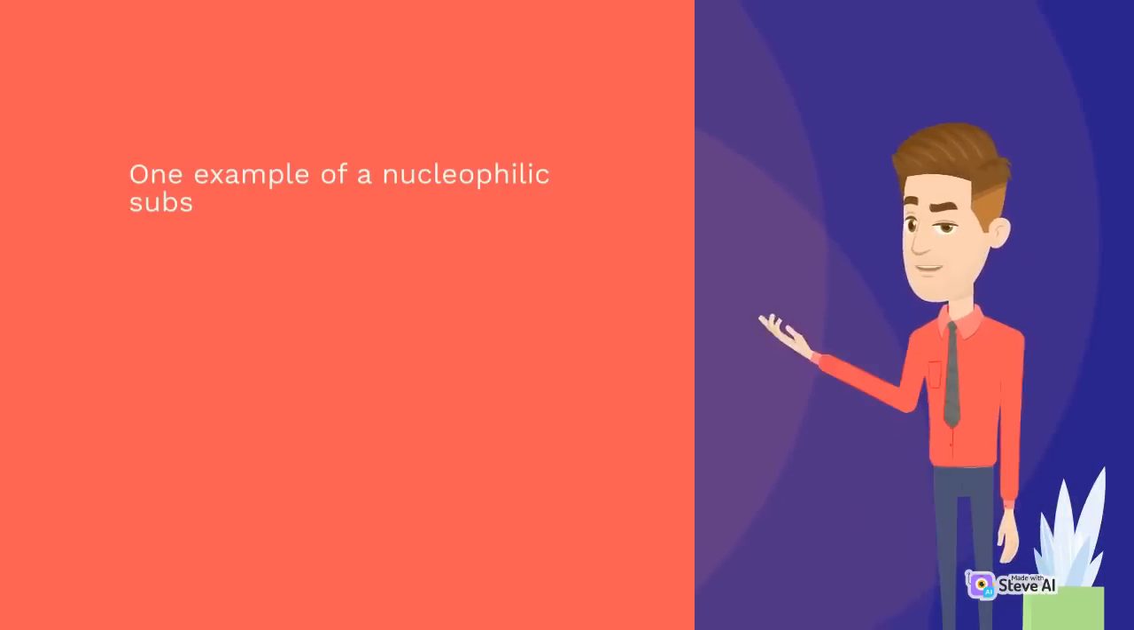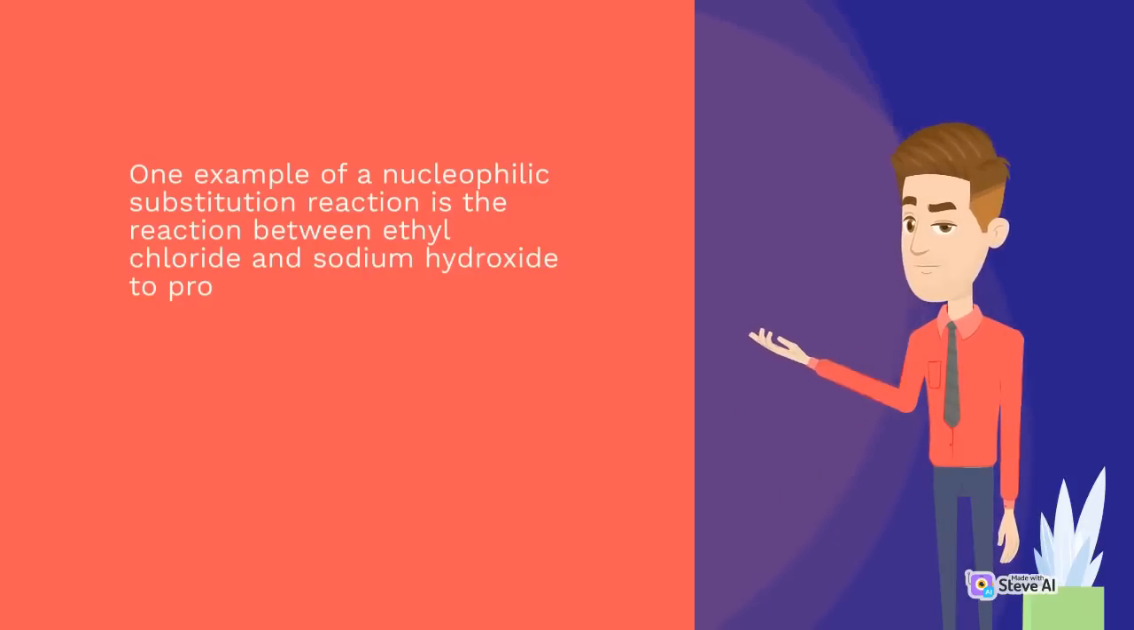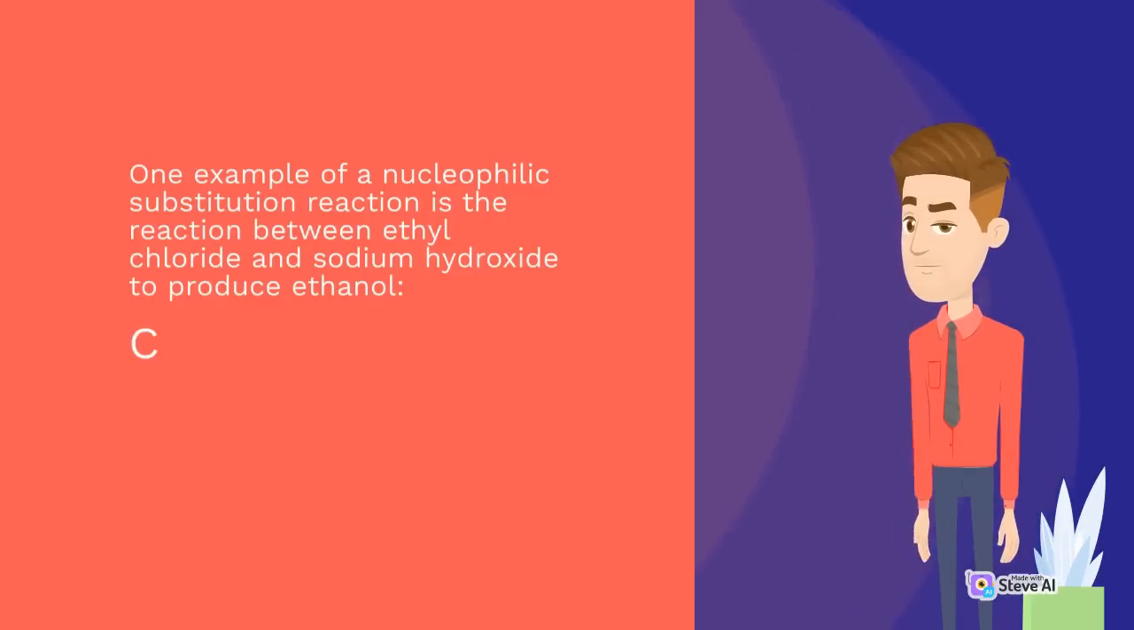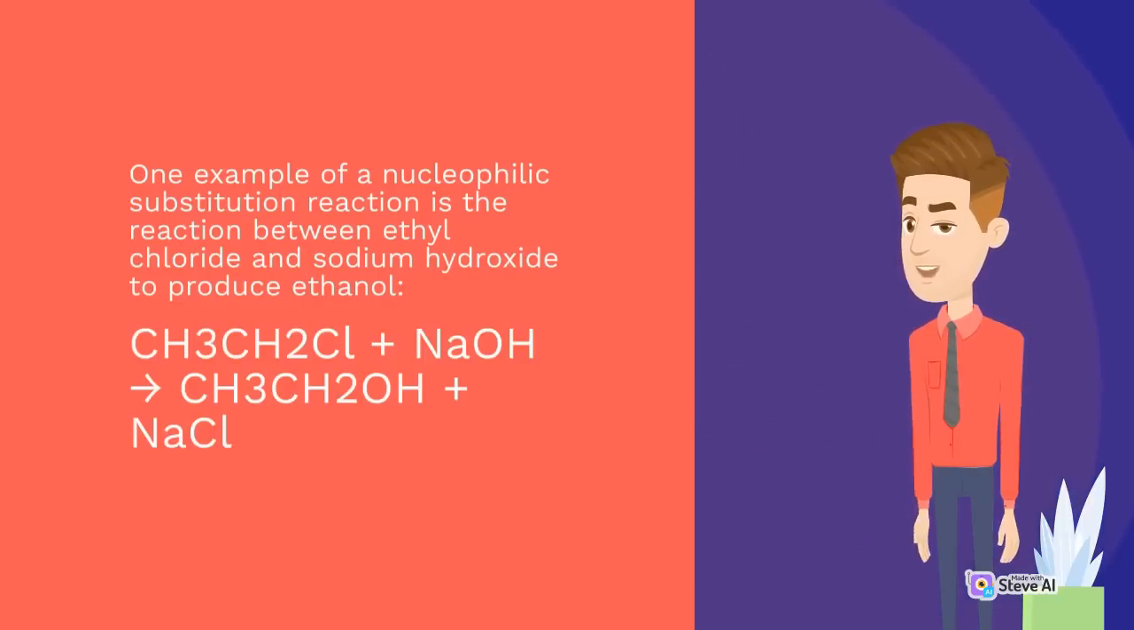One example of a nucleophilic substitution reaction is the reaction between ethyl chloride and sodium hydroxide to produce ethanol. CH3CH2Cl + NaOH → CH3CH2OH + NaCl.